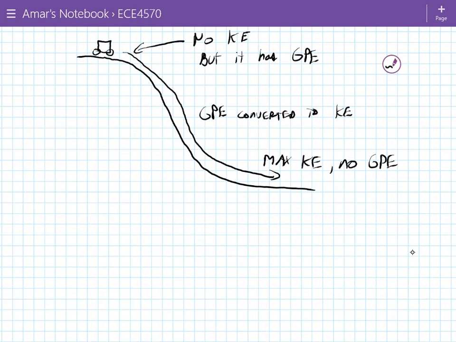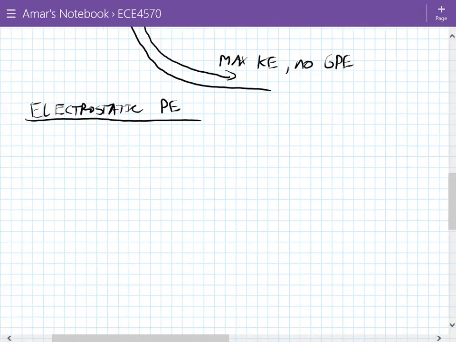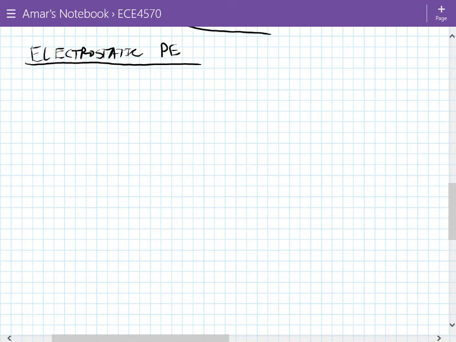Now, there's a similar situation that arises in electronics, and you've seen this before too. So we call this electrostatic potential energy. And this situation is really quite the same. We have a voltage source here.